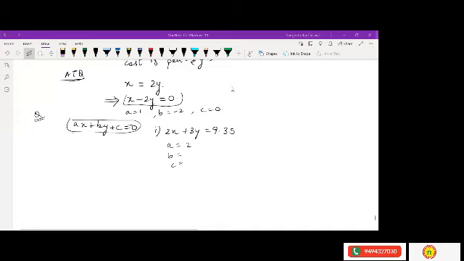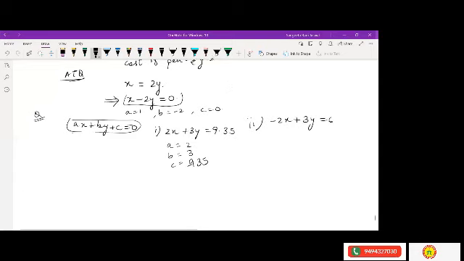B is 3. What is A? A is 2, B is 3, C is minus 9.35. Okay. So now, isn't it minus 9.35? I think you wrote 9.35. So minus 2x plus 3y equals 6.